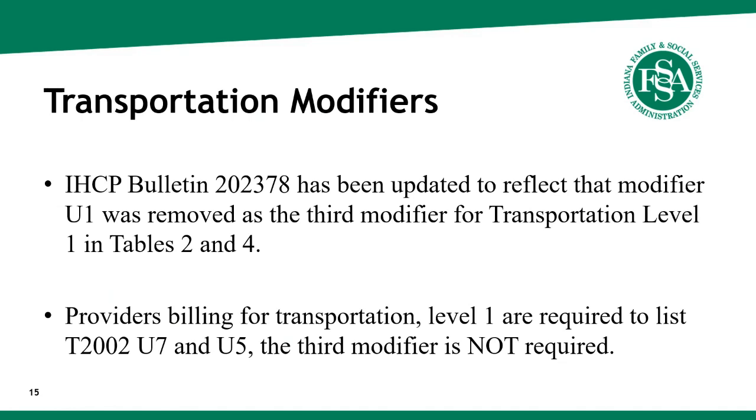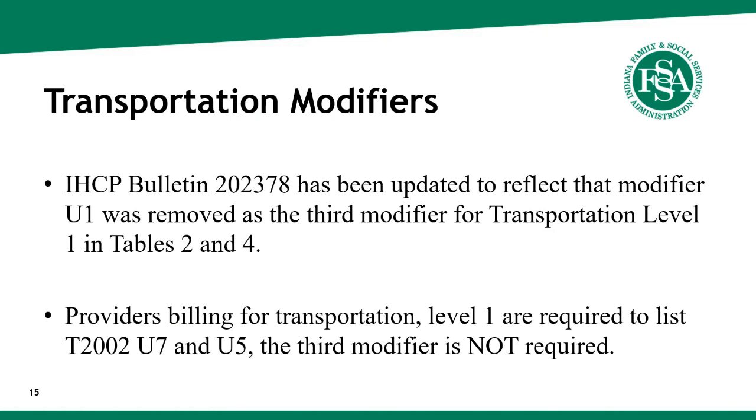Also wanted to make sure that if you are not signed up to receive the IHCP bulletins, I would strongly encourage you to do so. But there was an updated bulletin, it's bulletin 202378, to reflect that modifier UI was removed as the third modifier for transportation level 1 in tables 2 and 4.